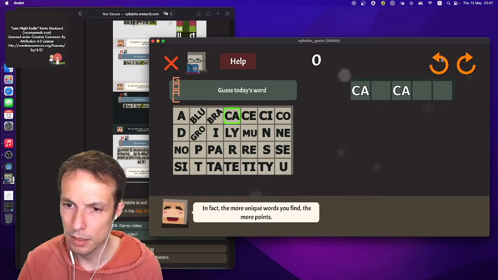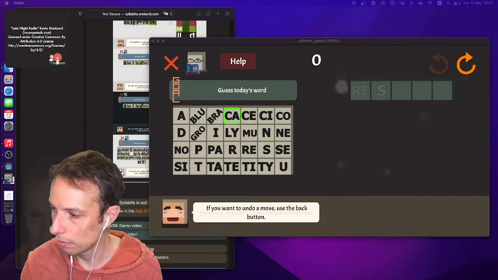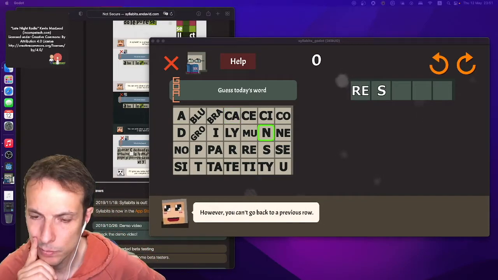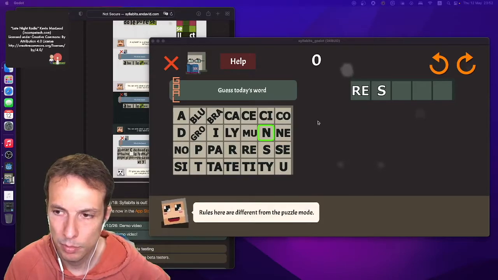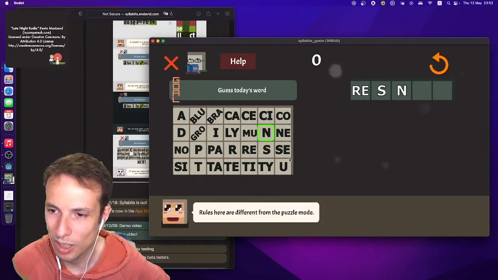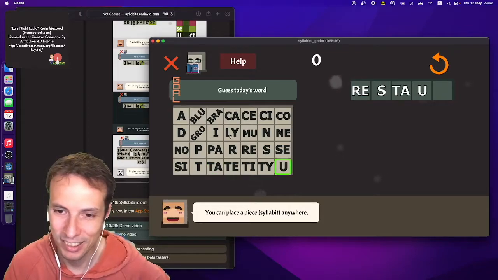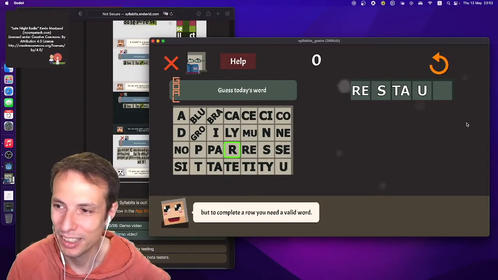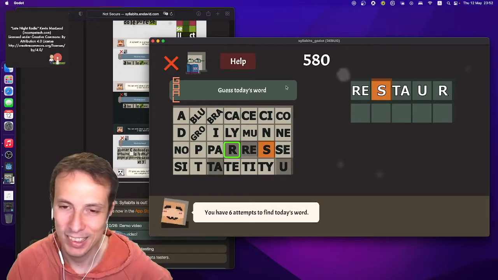And that's, let's try to find out the first word. Oh no, but there's a U. I said earlier there's no U. But restaurant, I cannot write restaurant. Restore. Oh, restore. What's that?